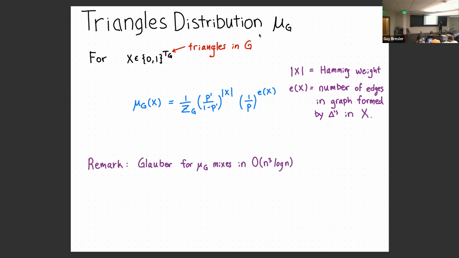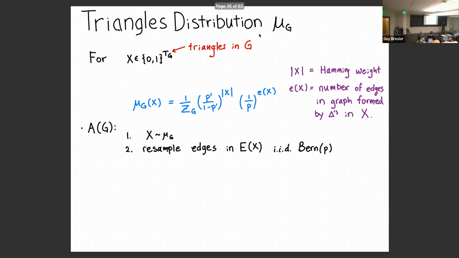First remark is that the Glauber dynamics for this mixes fast in the regime that we're studying. So you can sample from this distribution, which is nice because this is a component of the algorithm. So hopefully it runs efficiently. So now the algorithm is just: sample this X and then re-sample each of those edges with probability P, Bernoulli P.